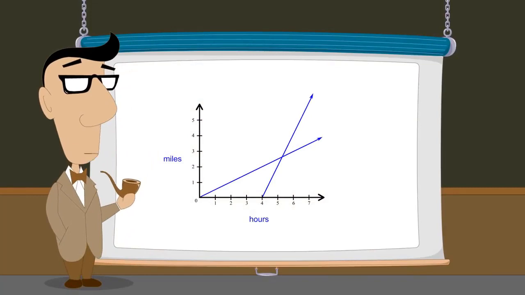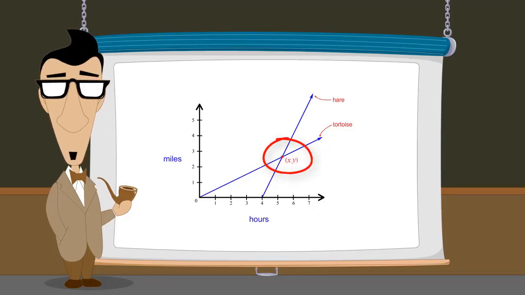If we can create equations for these two graphs, there are mathematical techniques which we can use to determine the coordinates of the point where the two graphs intersect. Knowing these coordinates, we can then determine the exact time and place where the tortoise and the hare meet.